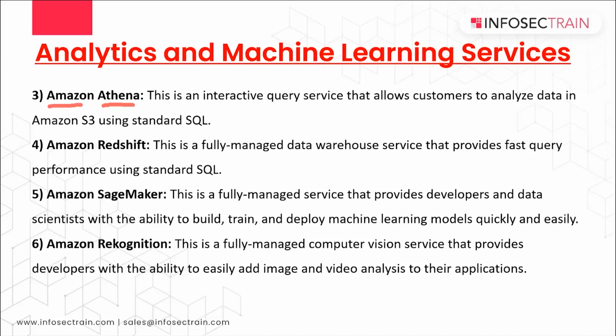Now we have something very interesting, called Amazon Rekognition. It is a fully managed computer vision service that provides developers with the ability to easily add image and video analysis to applications. You can easily analyze any image. If there is a photo where a boy is running, it will analyze it and tell you that in this particular image a boy is running.